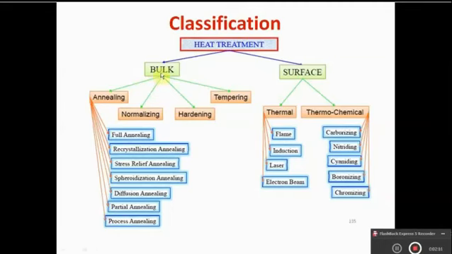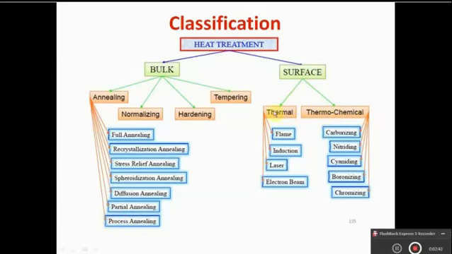Bulk heat treatment processes are further classified as annealing, normalizing, hardening and tempering. Every heat treatment process gives a different kind of mechanical properties. Annealing is further classified as full annealing, stress relief annealing, recrystallization annealing, spheroidization annealing, diffusion annealing, partial annealing and process annealing. Then surface heat treatment processes are further classified as thermal and thermochemical processes.